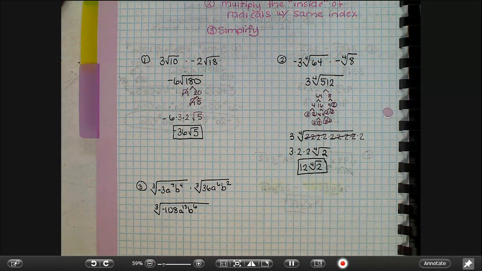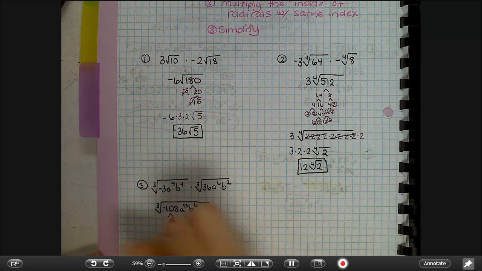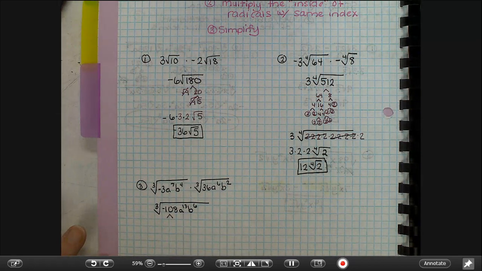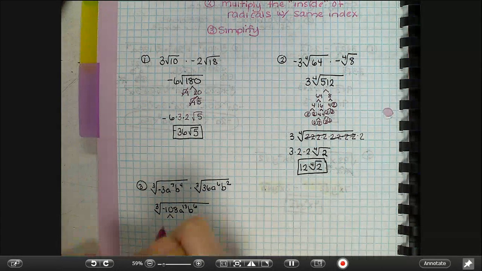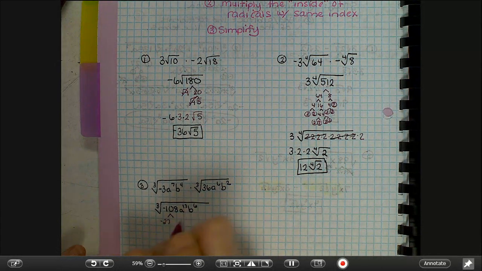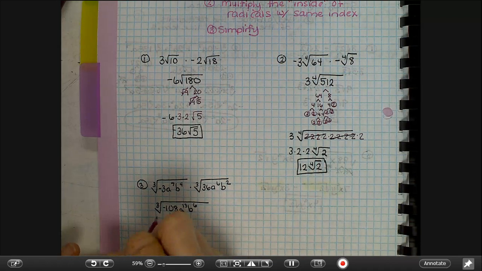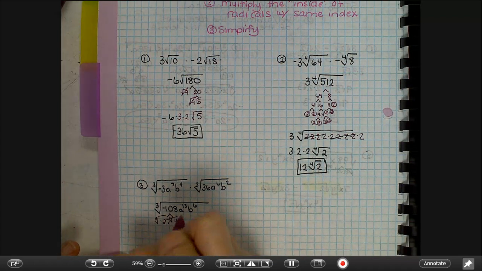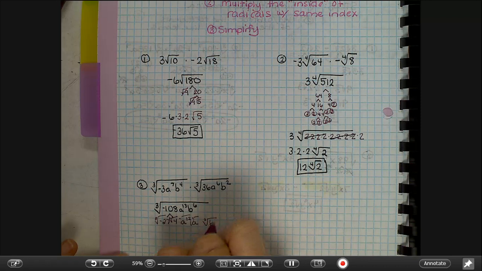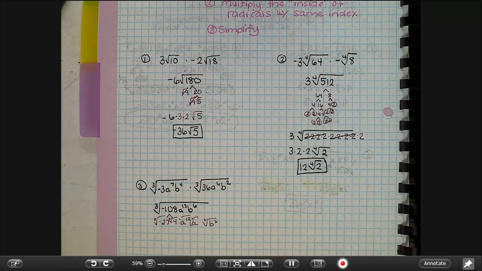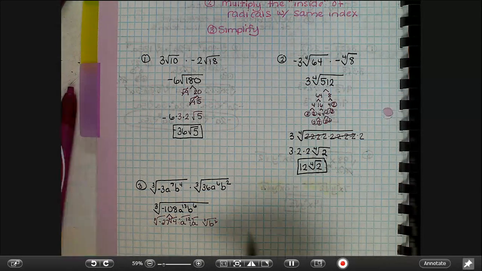At this point, we simplify. So go ahead and pause the video and simplify, and then come back. All right, so I just went through and got everything into perfect cubes or not, and now I'm going to go through and fix those.